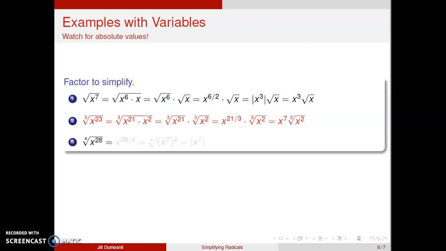To simplify a 4th root, we want to factor out powers that are multiples of 4. Since 4 is even, we do need to be careful about the sign of the radicand. Since 28 is already a multiple of 4, we can use the definition of rational exponents. Or we can write 28 as 7 times 4. Either way, to simplify, we get absolute value of x to the 7th, and we need to keep the absolute value in this particular problem.